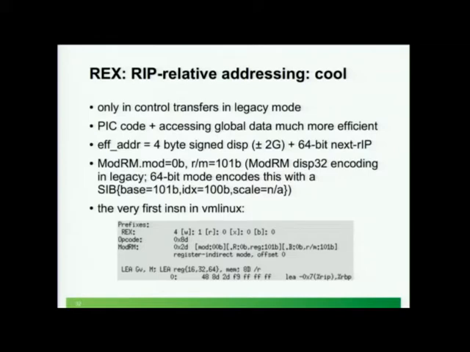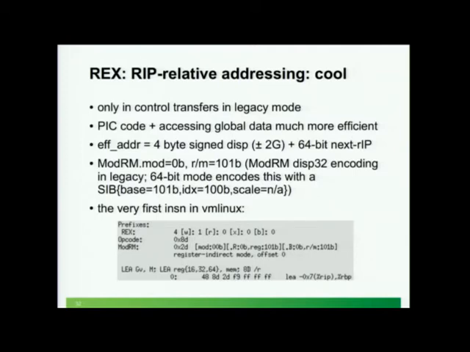What the REX prefix also added is RIP-relative addressing. In legacy mode, you have that only in control transfers, like jumps. Now, with the REX prefix, you can do all this fun stuff with position-dependent code or addressing global data, which makes it much, much easier. And it looks like this.